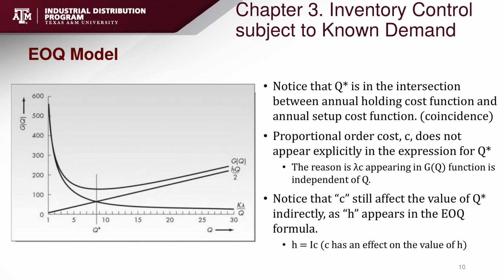Second, and students always ask this, the per unit cost C isn't in the formula. Well, why not? The purchase term lambda C doesn't depend on Q at all, and when we optimize, it just drops right out. But don't think C is irrelevant. It sneaks back in through H because H equals IC. I mean, a pricier item costs more to keep on the shelf, so a higher C gives a higher H, and that does move Q star.